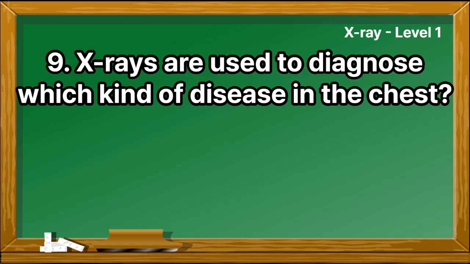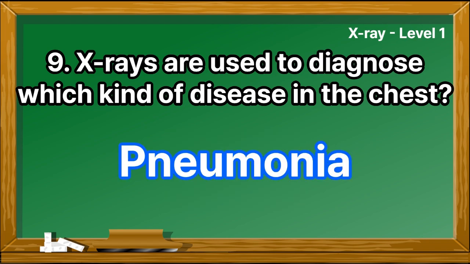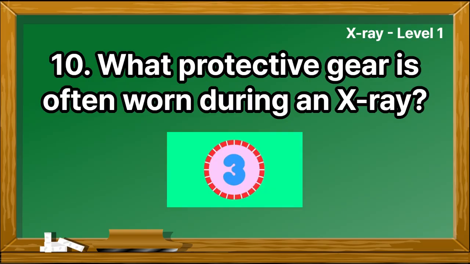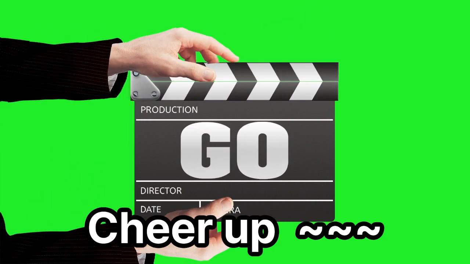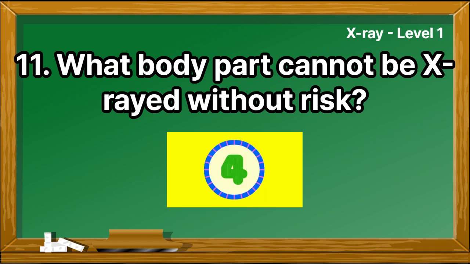X-rays are used to diagnose which kind of disease in the chest? Pneumonia. What protective gear is often worn during an X-ray? Lead apron. Cheer up. What body part cannot be X-rayed without risk? Eyes.